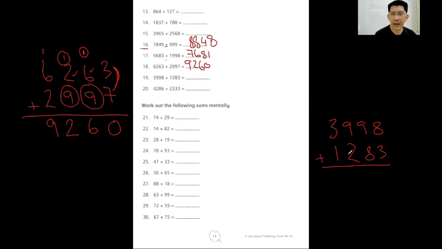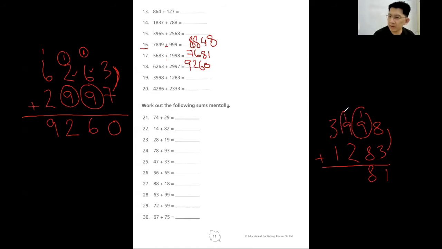Okay. Plus. So 8 plus 3, 11. 11, the back digit is 1. And the front digit is also 1. I put it on the top here. Okay. 1 plus 9, 10. Plus 8, 18. 18, the back digit is 8. The front digit is 1.